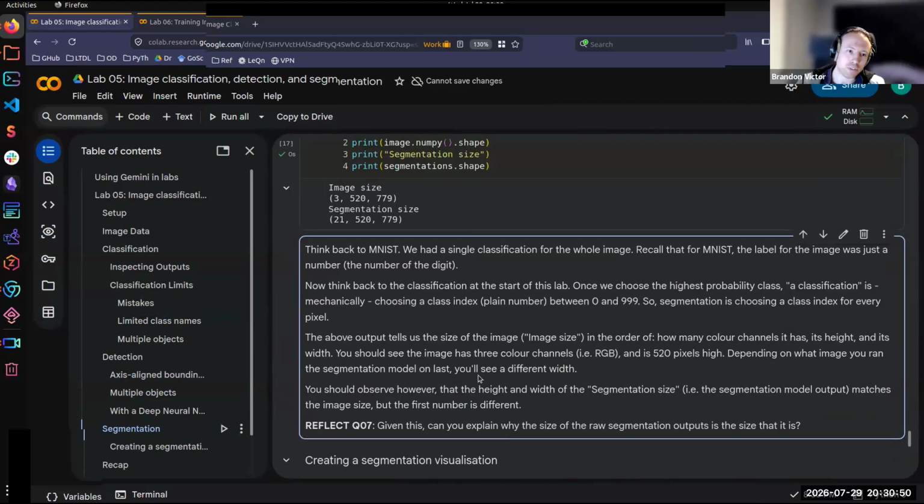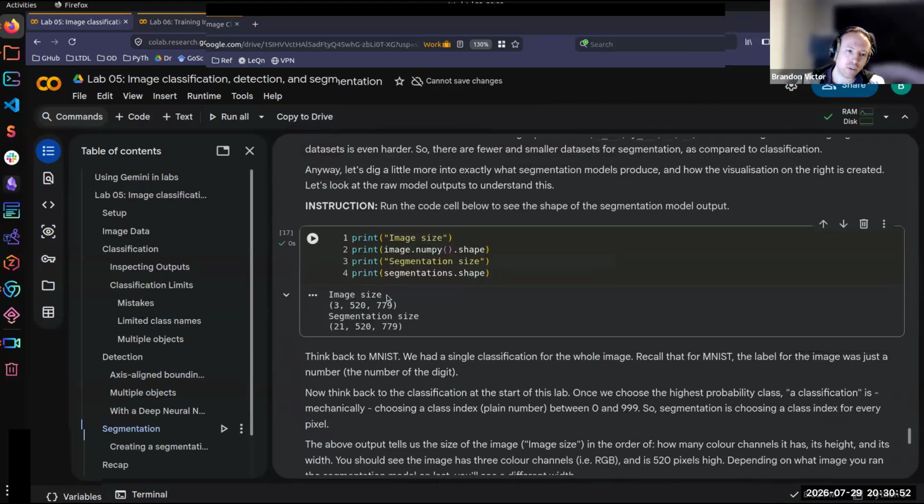Okay, I think I know what you're talking about. Here we have image size, we have segmentation size, and we're like, okay, so that's the height, that's the width, and then for the image, that's the color. So is that the red, the green, and the blue in the image? Yeah. So you have 3 sets of maps of 520 by 779.